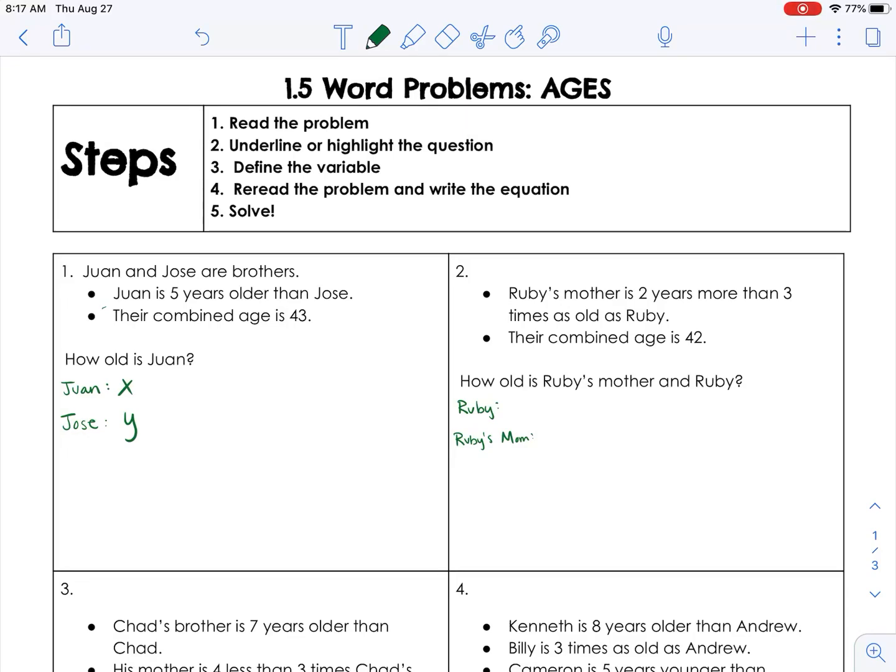Okay guys, this is 1.5. We're going to be using those words that we can translate into algebra, and we're going to be using them to solve age word problems. So let's look at our steps.